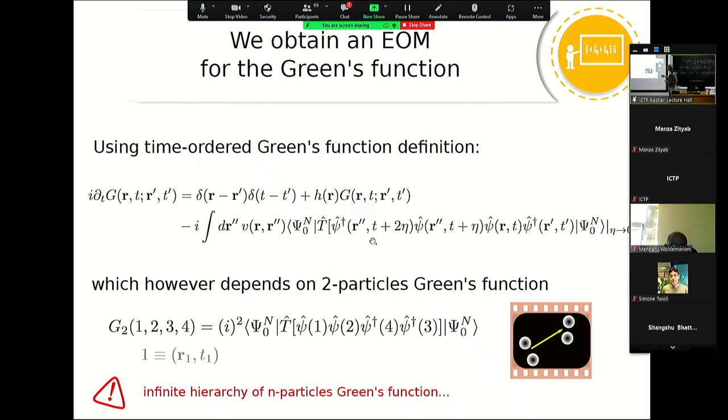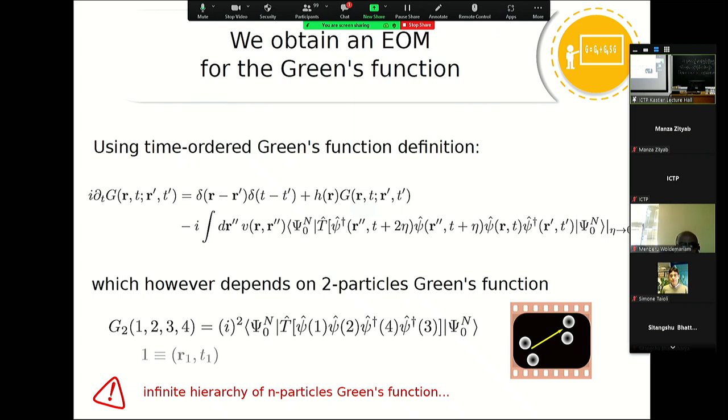This horrible thing is a two-body Green's function. You see, psi dagger, psi, psi, psi dagger. So a two-particle Green's function. Okay, you say, oh wow, this is terrible. How do I do it? Now we have two choices, actually. Actually, you have three choices, and there are branches of physics connected to each of these choices.